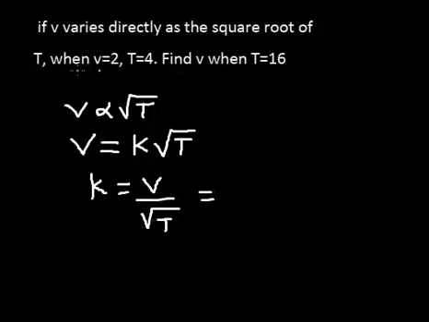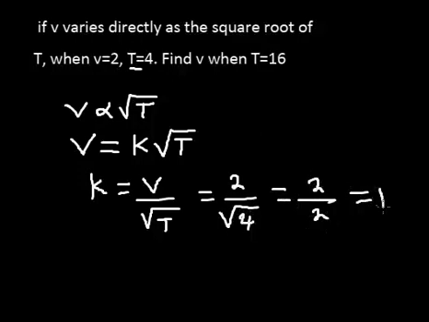We are told that when v is equal to 2, t is equal to 4. That's going to be the square root of 4. So that's 2 divided by the square root of 4, which is 2. That means k is equal to 1. So I've gotten my k. Now what am I looking for? The question is: find v when t is equal to 16.